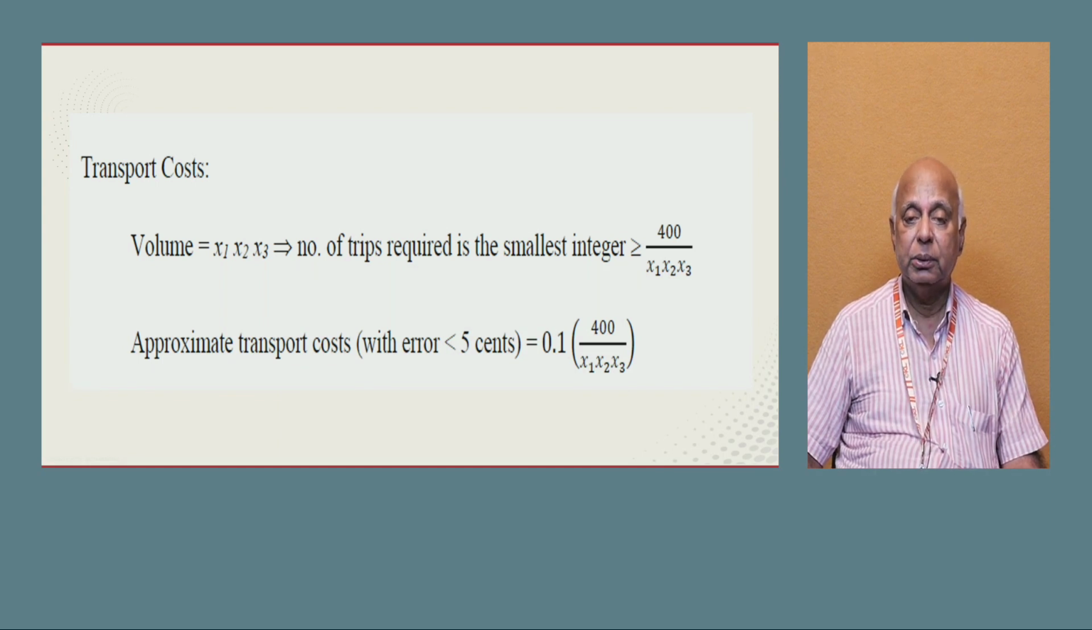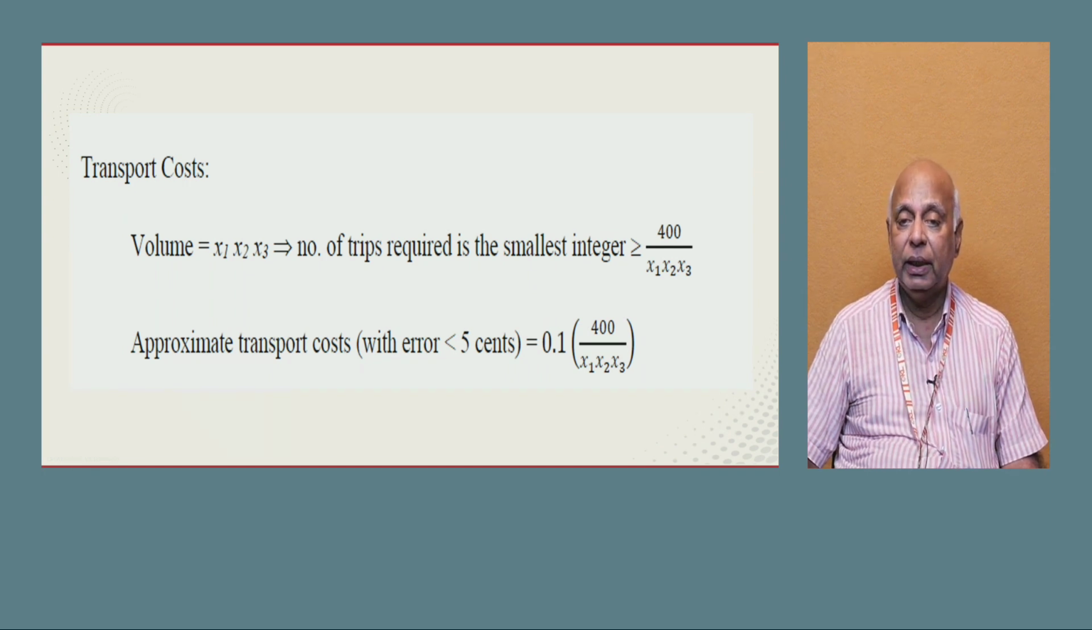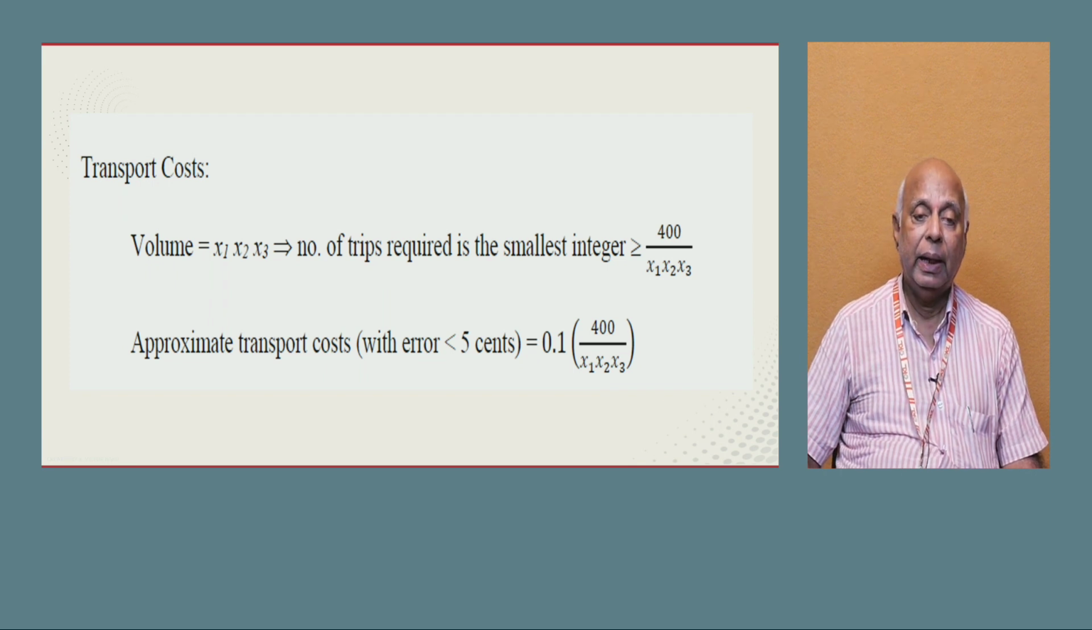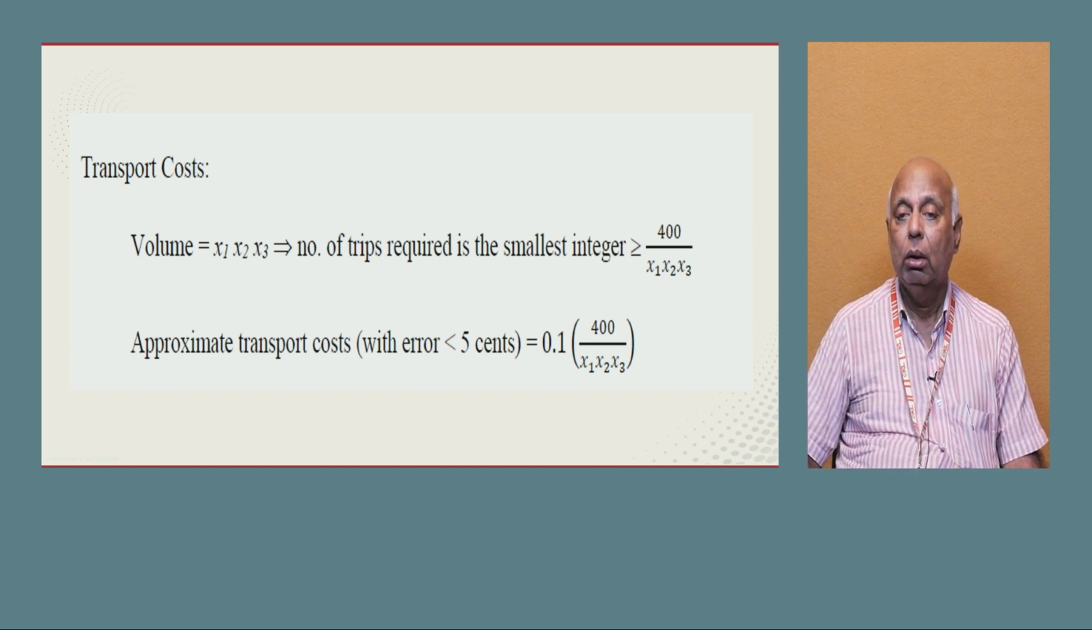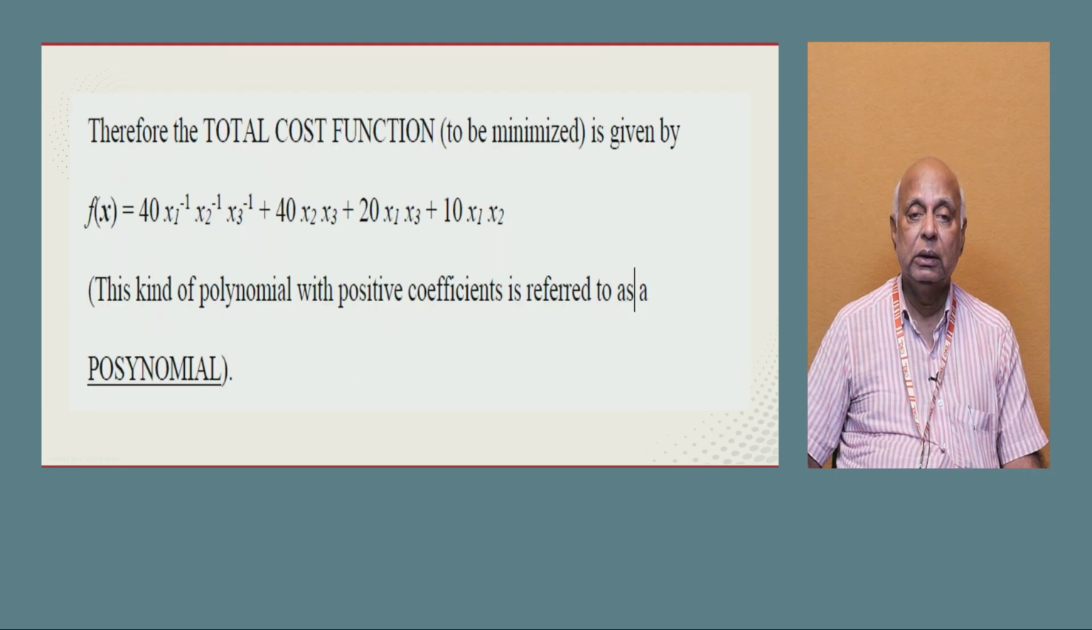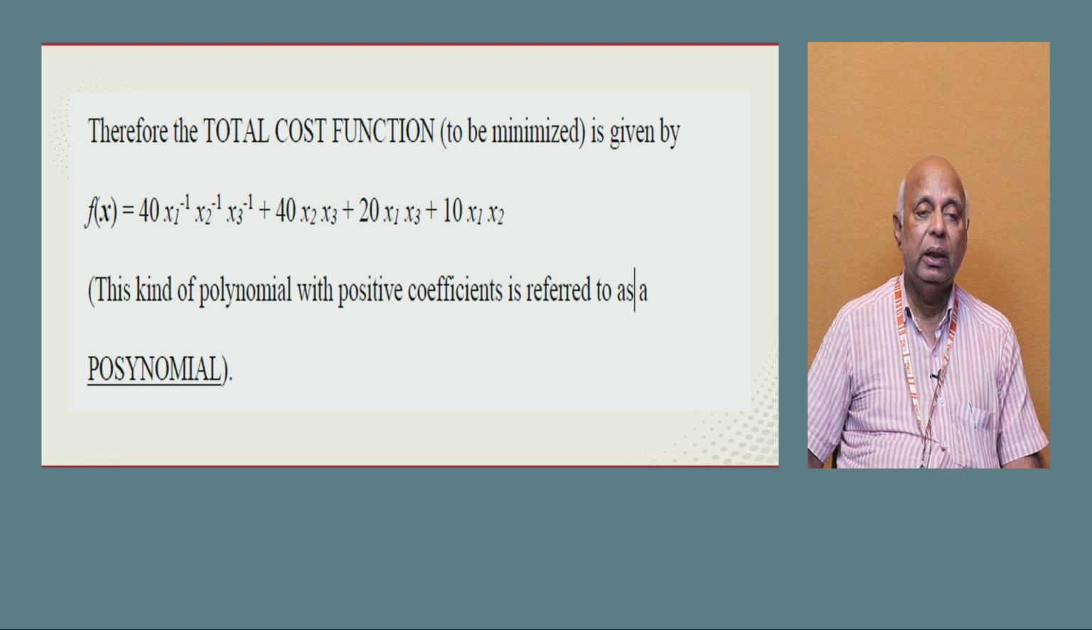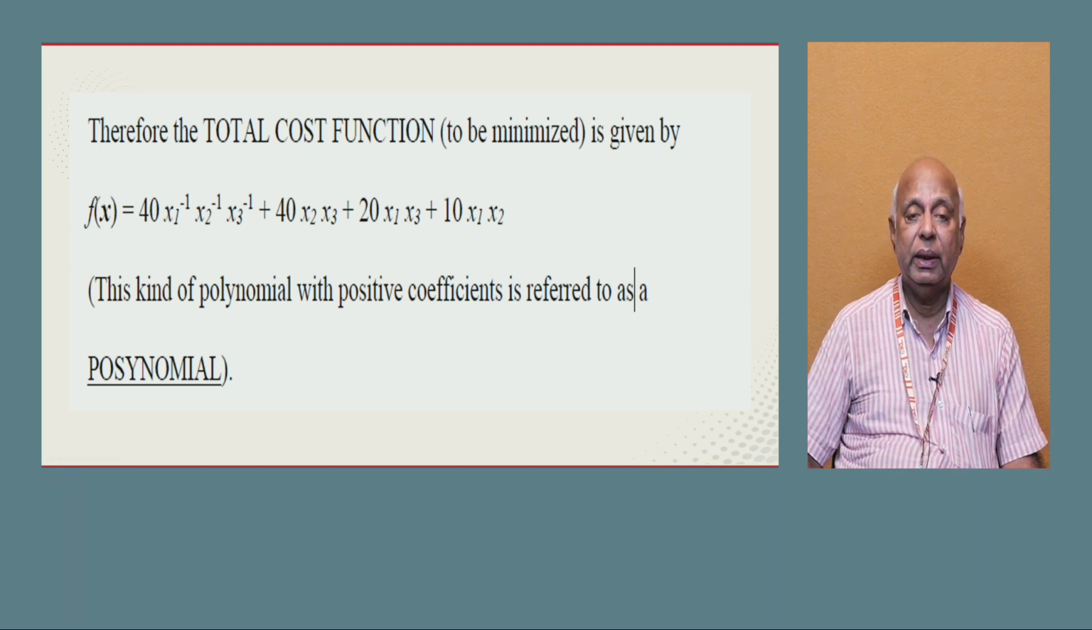The number of trips required is the smallest integer which should be greater than 400 by X1 X2 X3. And the approximate cost is less than 5 cents, therefore it is 0.1 into all the above factors. So the total cost function, given by f(x), is 40 by x1 x2 x3 plus 40 x2 x3 plus 20 x1 x3 plus 10 x1 x2.